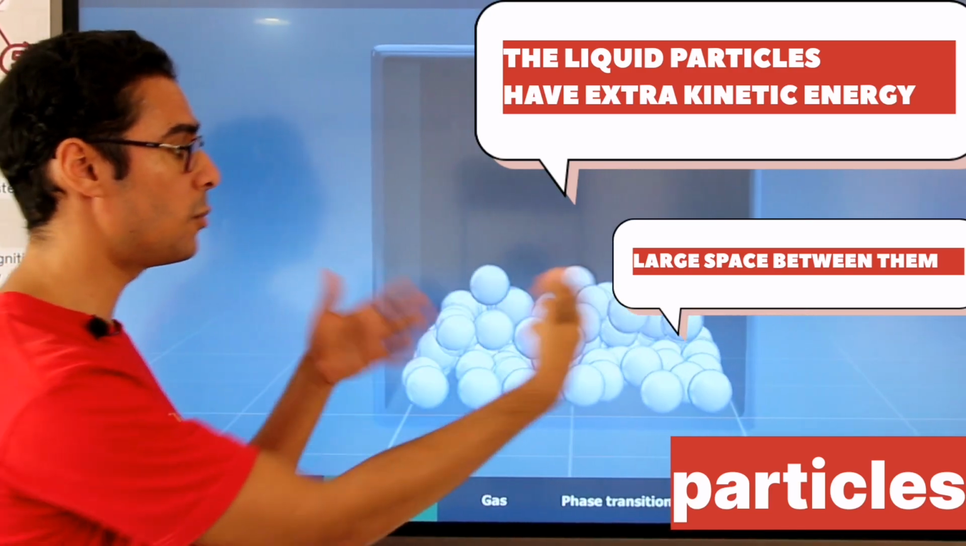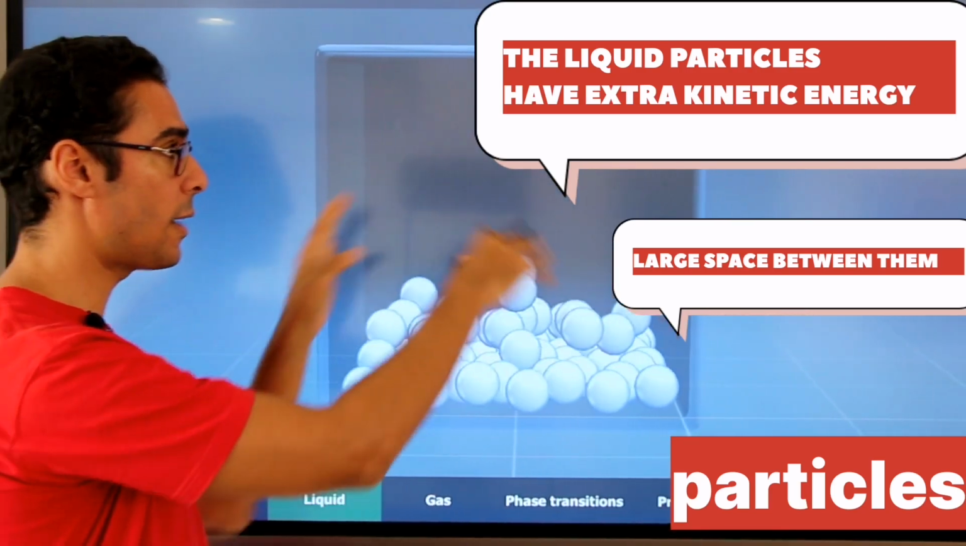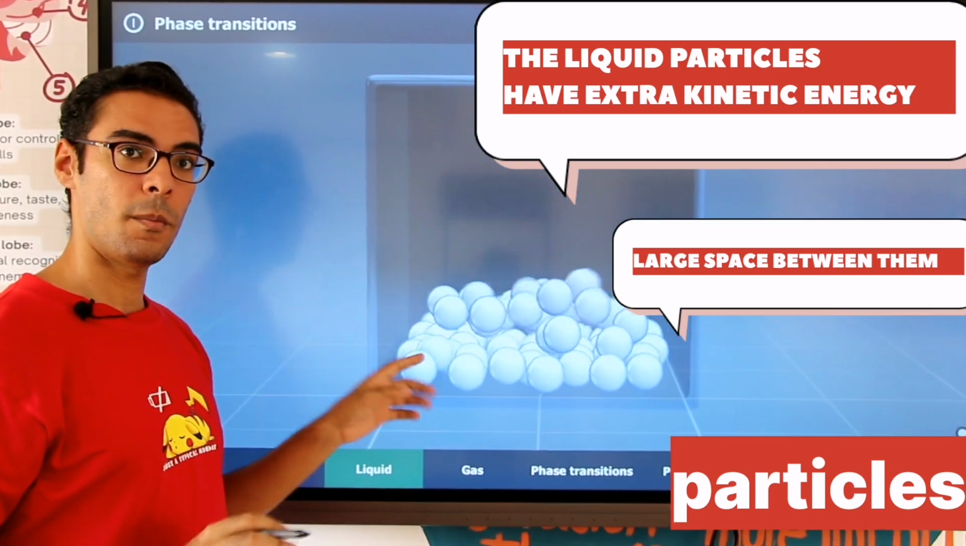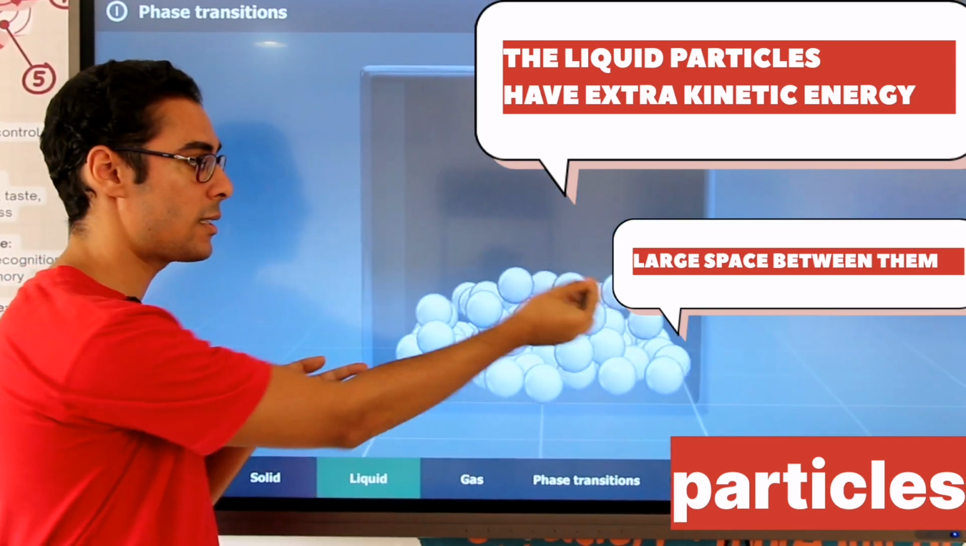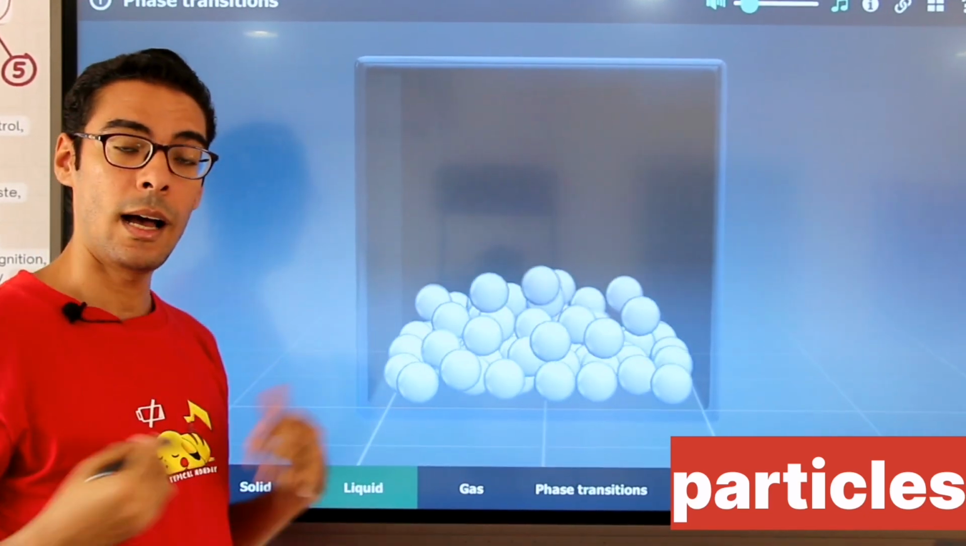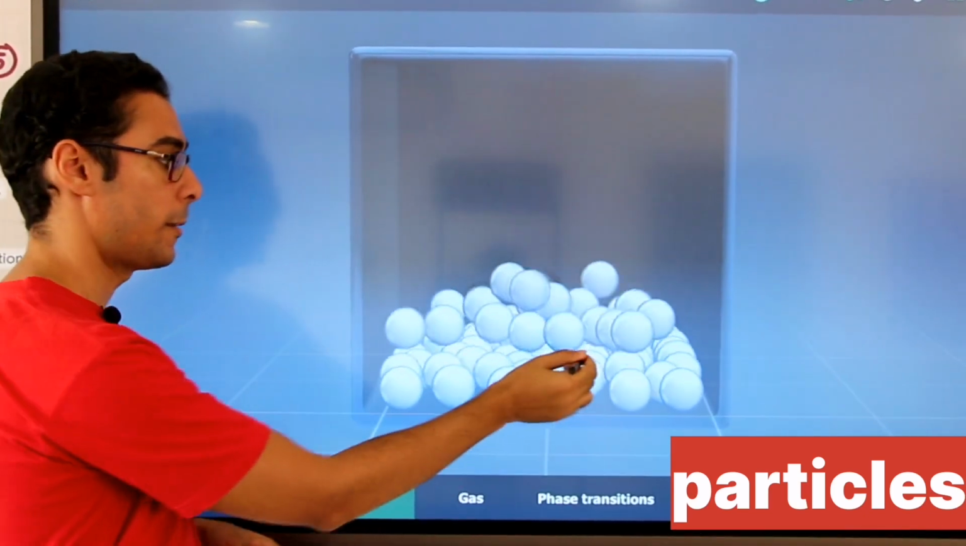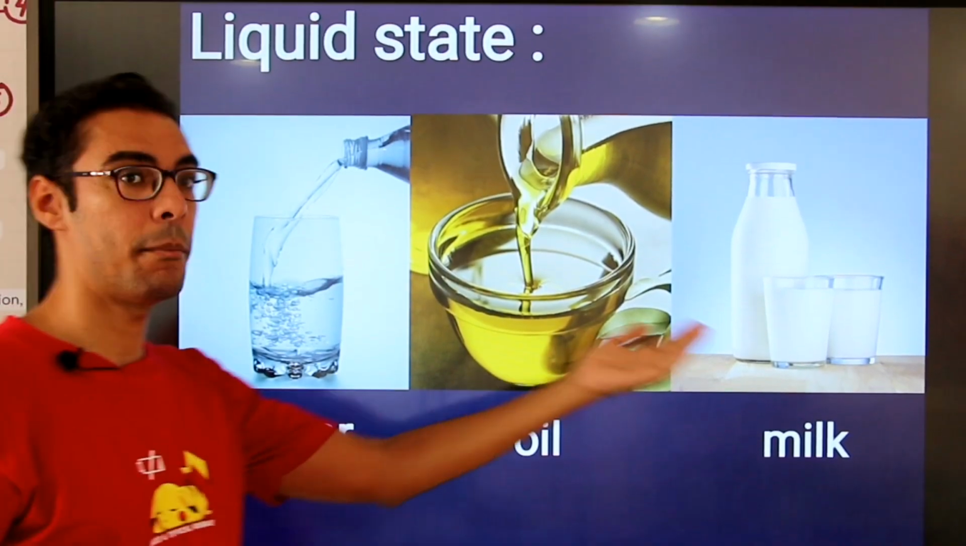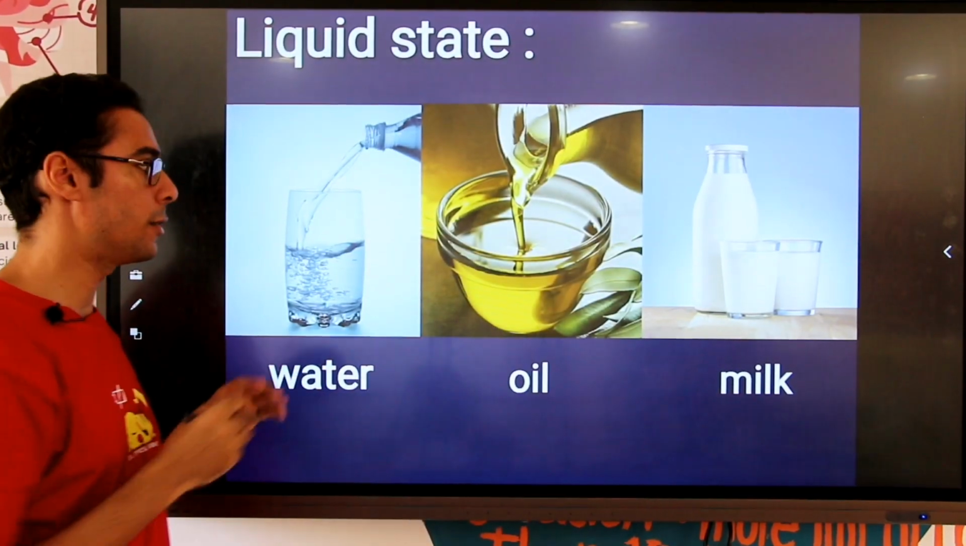This is why they are moving faster and go around the dimensions of the container. What you see right now makes the liquid state take the shape of the container. How does this happen? Let's go watch it. The liquid examples here in front of you are water, oil, and milk. So we have three different liquids in front of you.